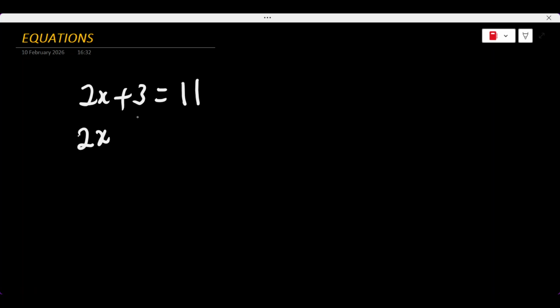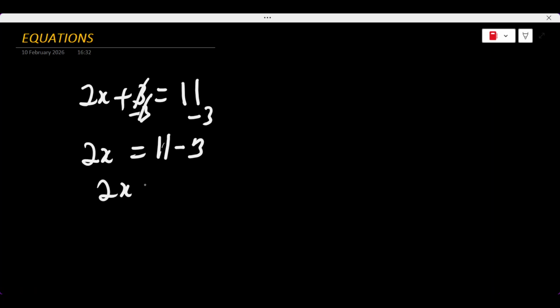So to undo this, you subtract 3 because this is plus. So this will cancel out. As it cancels out, we now have, you do the same thing to this side as well. So we now have 2x is equal to 11 minus 3. And 2x is equal to 11 minus 3 gives us 8. I hope that is clear.